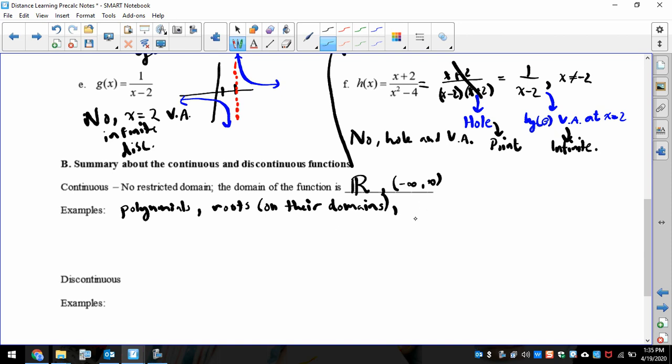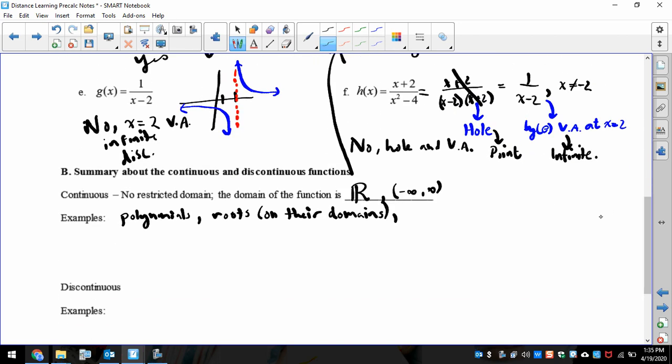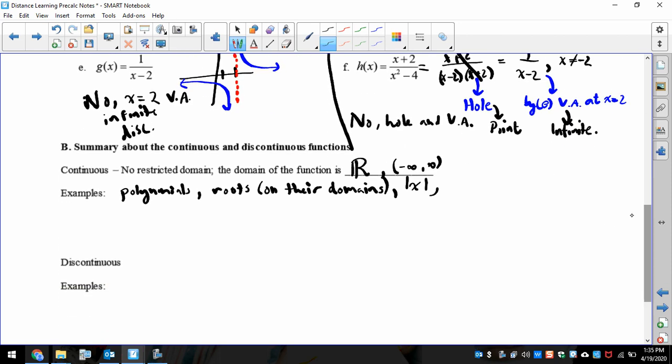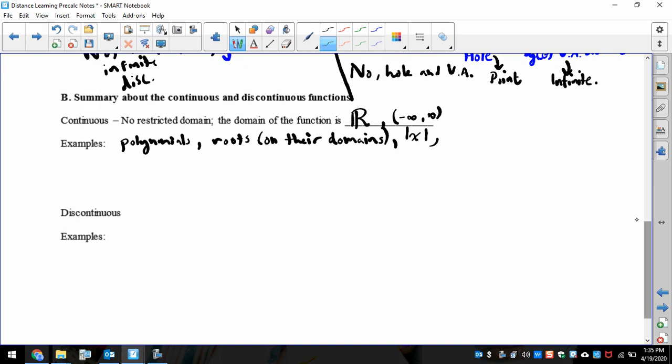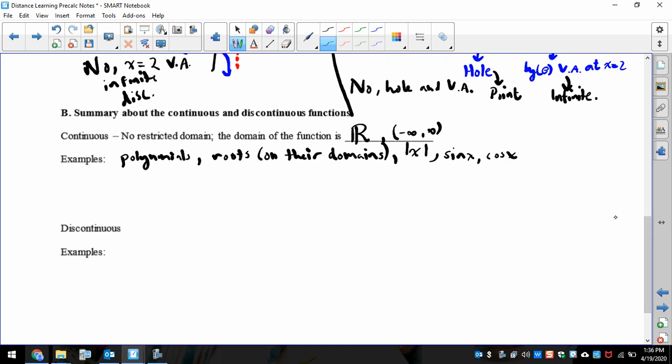And so rationals are discontinuous at certain places. I guess we could say absolute value of x. What other ones have we looked at? Yeah, I think that's good. Well, let's go ahead and throw in here sine and cosine. As long as there's no vertical asymptotes or break in the function, it's continuous.